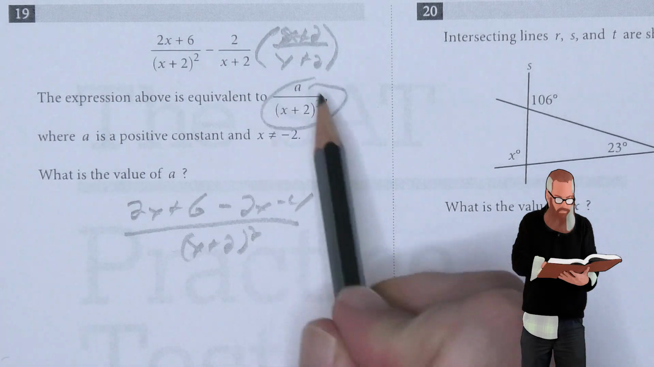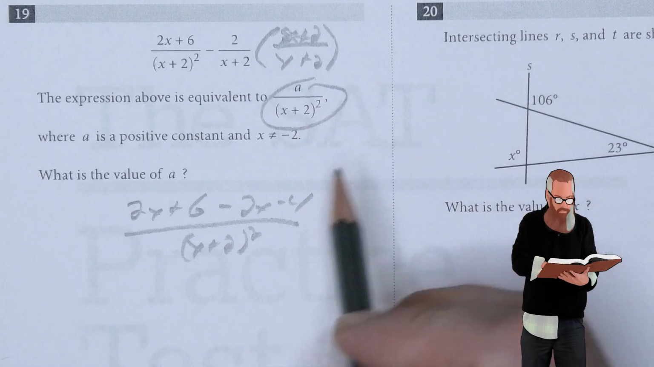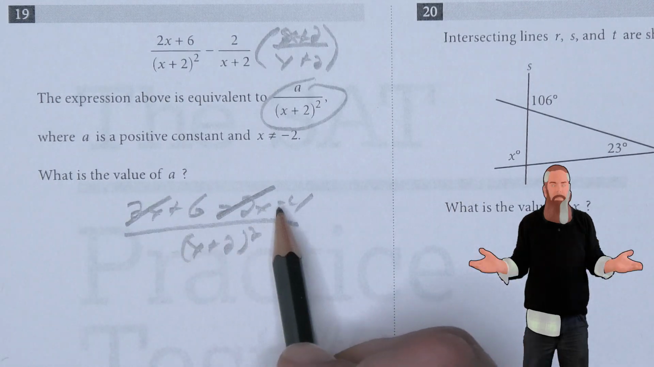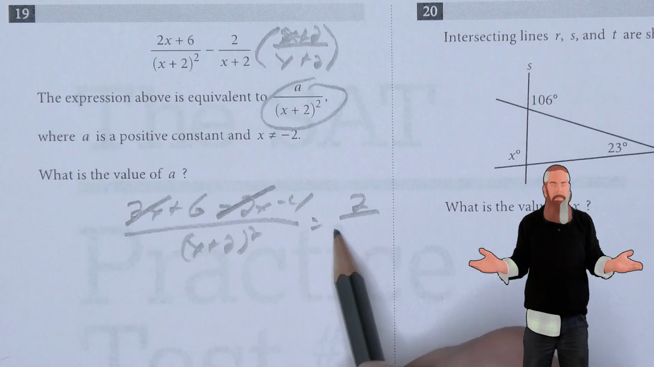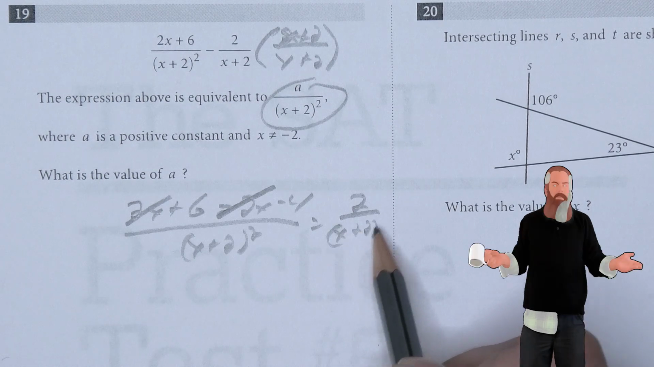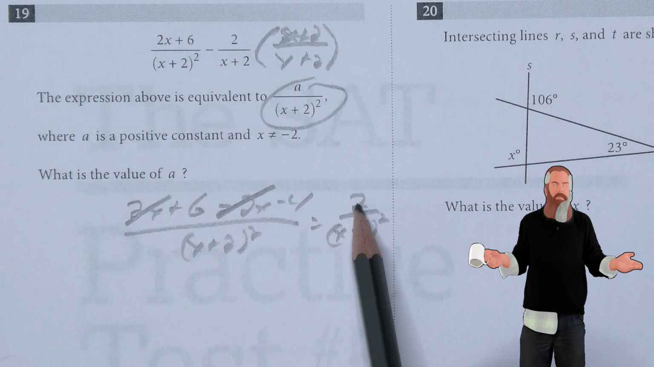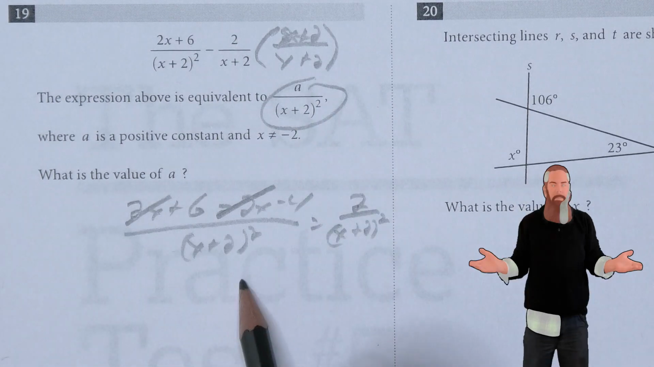Now that's convenient because that's the same as here. Let's combine some like terms, meaning that those x's go away. 6 minus 4 is 2, and that's x plus 2 squared in the denominator. This means since 2 is in the numerator and a is in the numerator, that a is equal to 2.